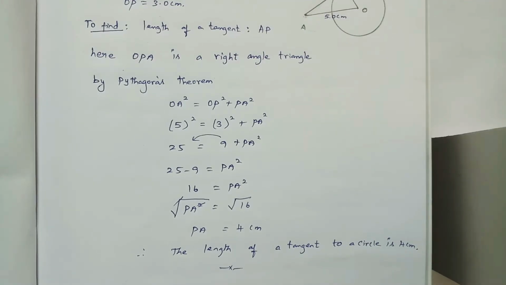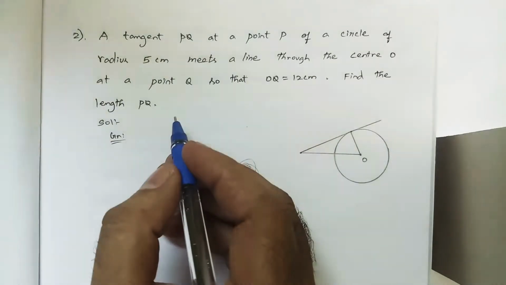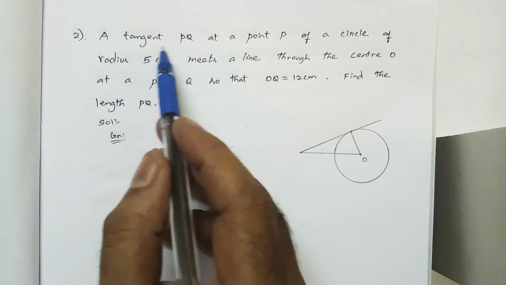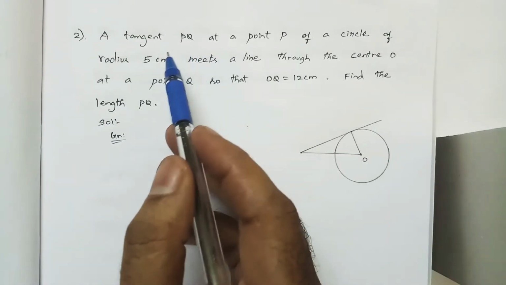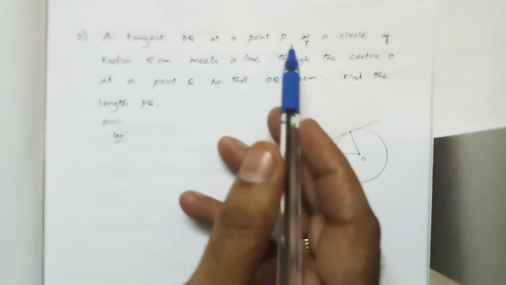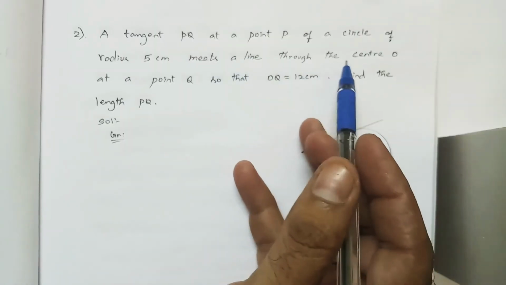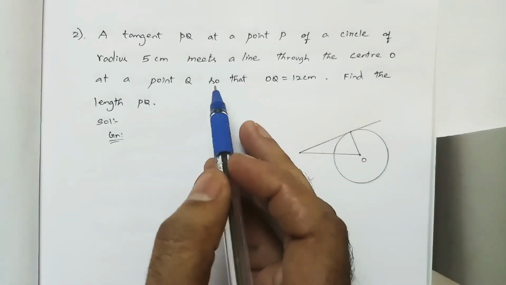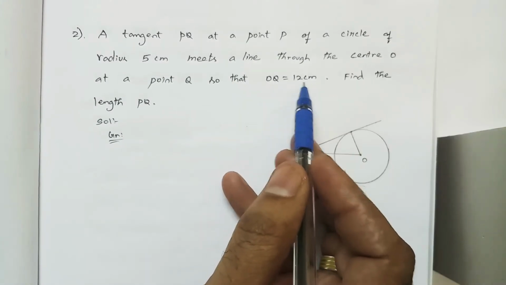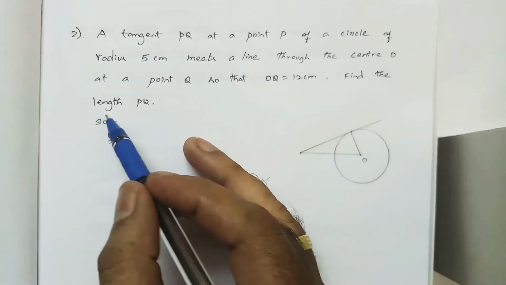This can be asked in 1 mark or 2 marks questions. So number 2: a tangent PQ at a point P of a circle of radius 5 centimeter meets a line through the center O at a point Q, so that OQ is equal to 12 centimeter. Find the length PQ.